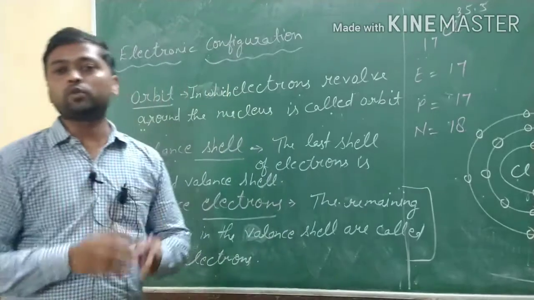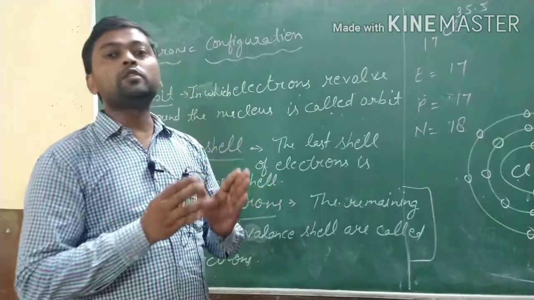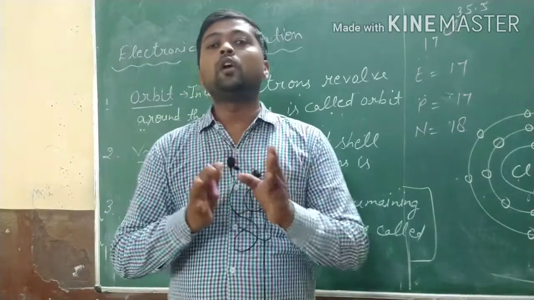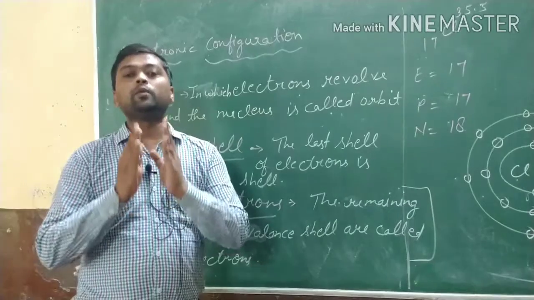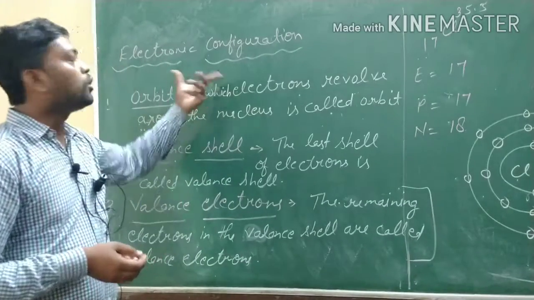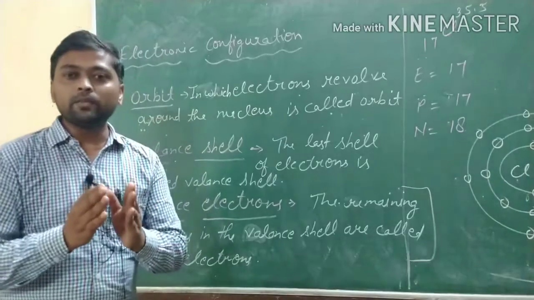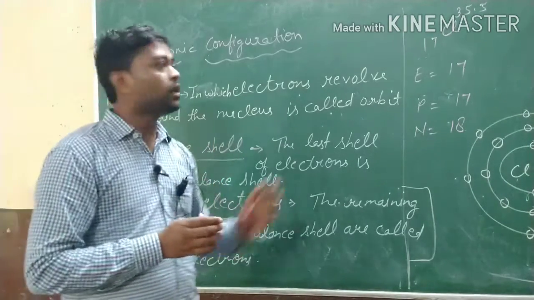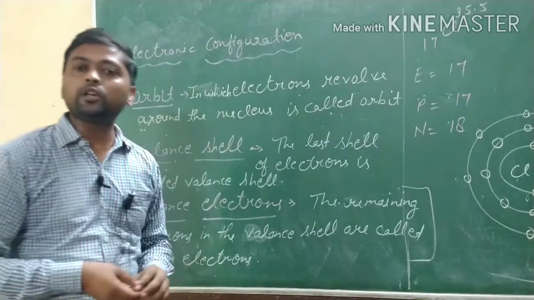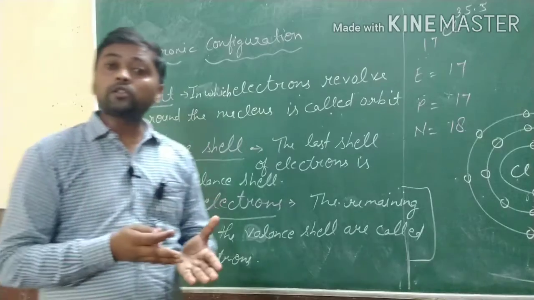Electronic configuration क्या होता है? What is electronic configuration? The arrangement of electrons themselves in an orbit or cell is called electronic configuration. Electronic configuration means वो electrons का ऐसा arrangement जो वो खुद करते हैं orbit या cells में, वो हमारा कहलाता है electronic configuration. So now what is orbit or cell?